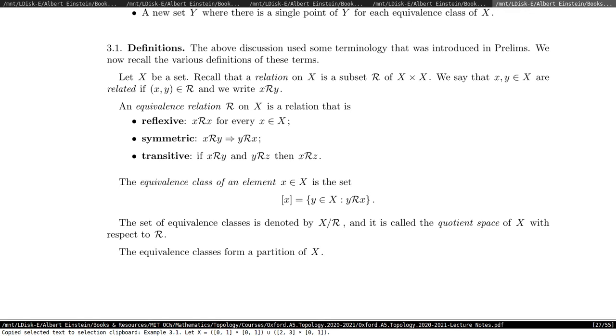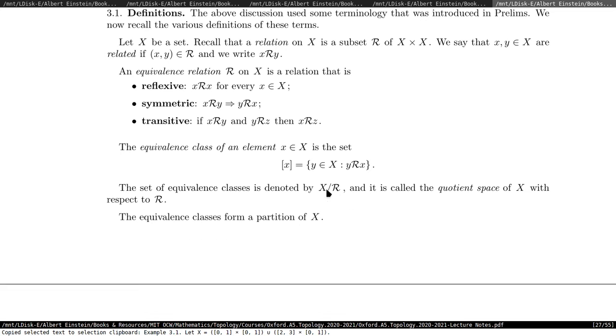The set of equivalence classes is denoted in this manner: X mod R. Normally it's just X mod tilde, so tilde is the usual way of denoting relations. Essentially it's just modding the whole space by this relation. What you get is these equivalence classes that are partitioned because of this equivalence relation, and this gives you the quotient space, right?